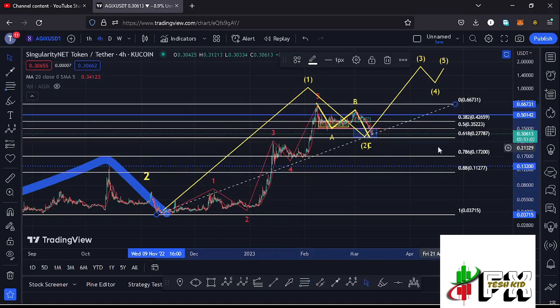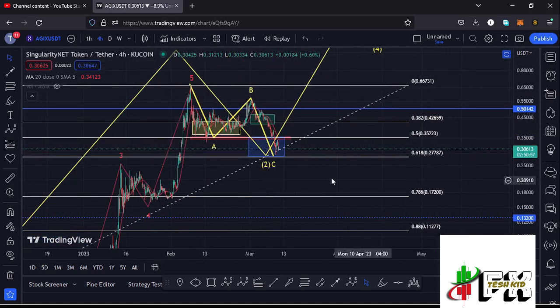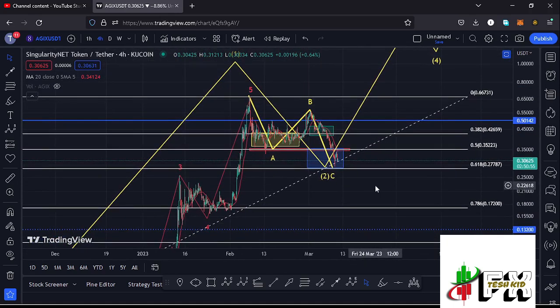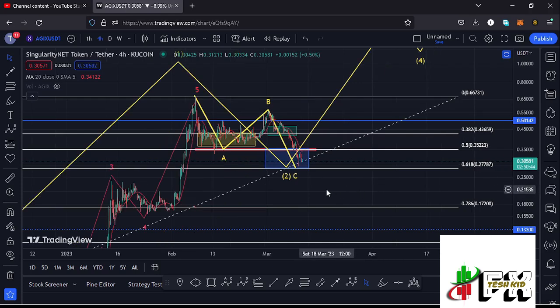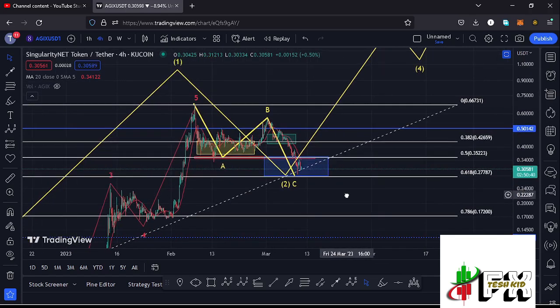I was able to come up with a minimum retracement area to the lower side in the formation of that higher Elliot wave count 2 between the fib level 0.5 and the fib level 0.618, which is a target area that lies between the $0.35223 mark and the $0.27787 mark, and it is within this blue target area down here that I'm expecting to see the low for that second wave to the lower side.